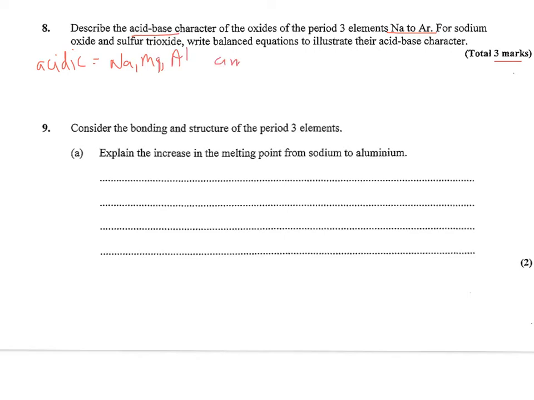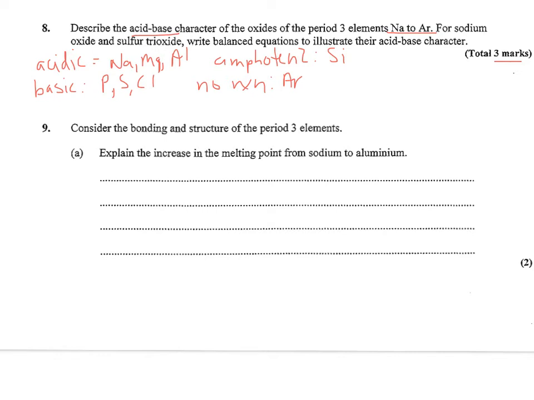You had to mention it's going to be amphoteric for silicon. And aluminum could be in this group as well, but silicon for sure is amphoteric. You had to mention it's going to be basic for phosphorus, sulfur, and chlorine. And you had to mention there's going to be no reaction for argon. So you had all 4 of those to mention for your first mark.